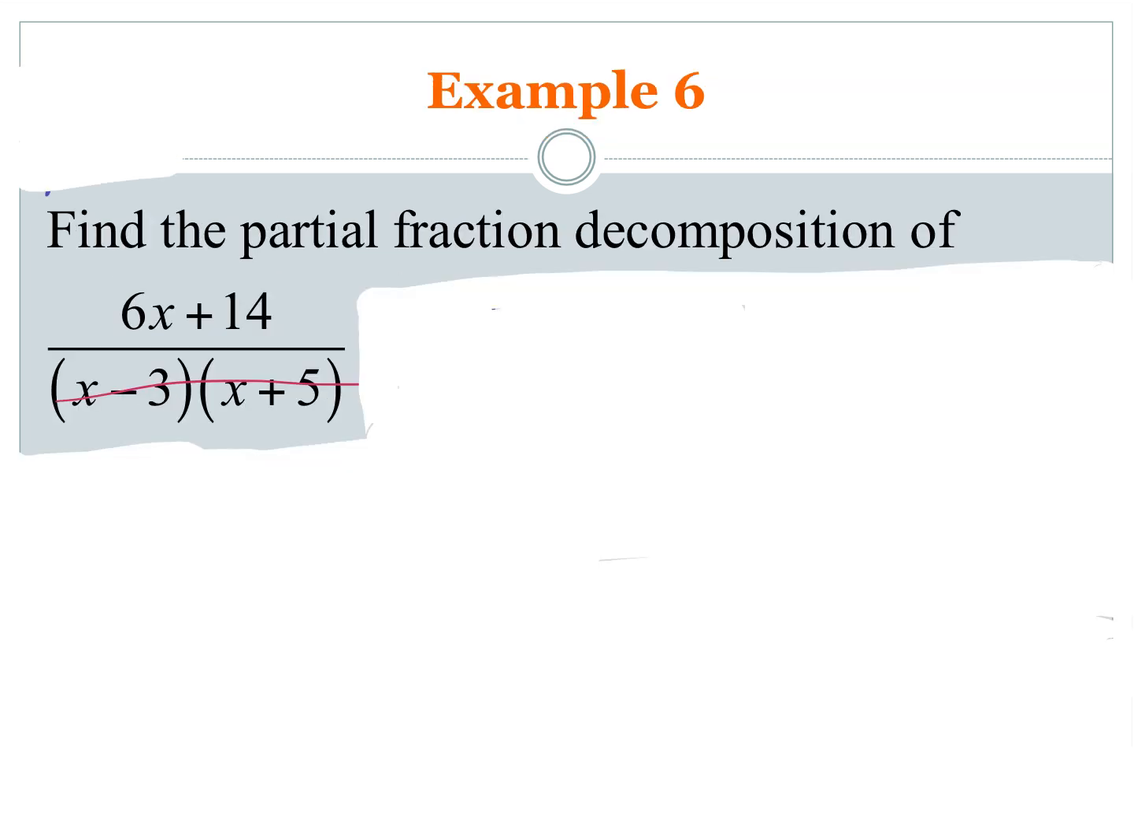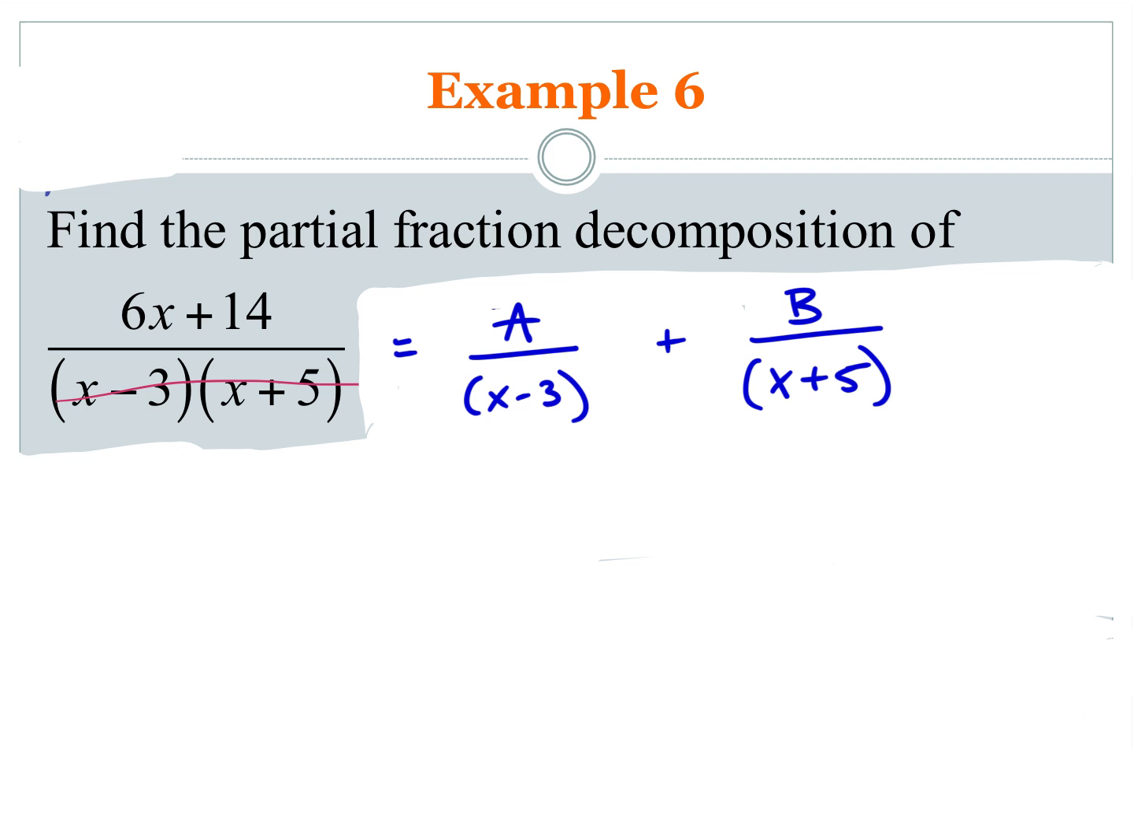So let's look at example 6. The denominator is already factored for us, so it already does the first step. We're going to break that apart into different fractions. So we have A over x minus 3 plus B over x plus 5.